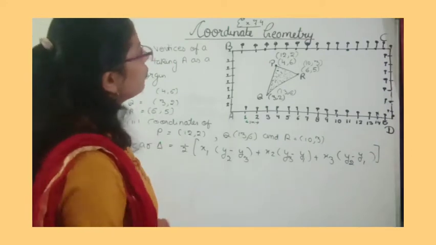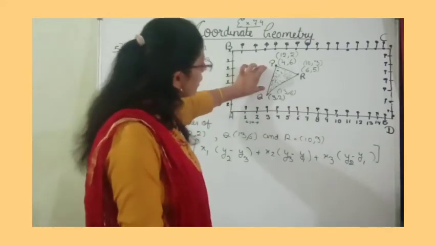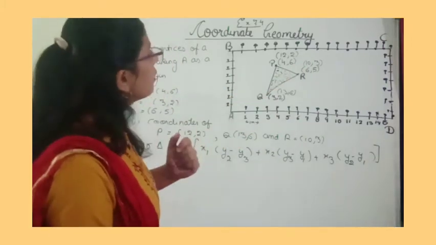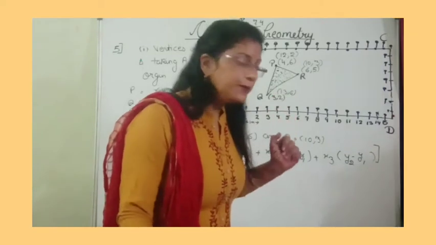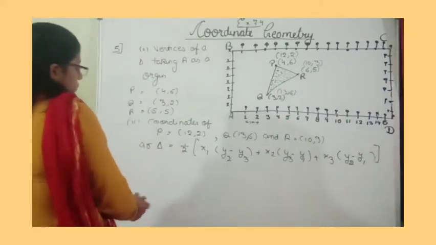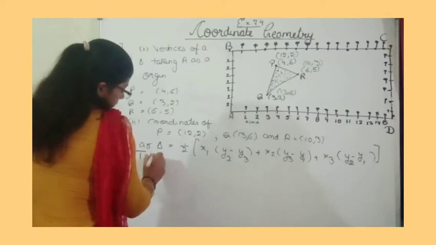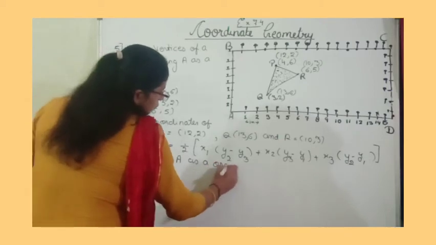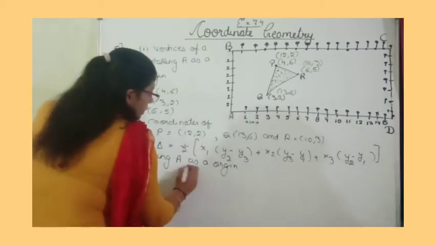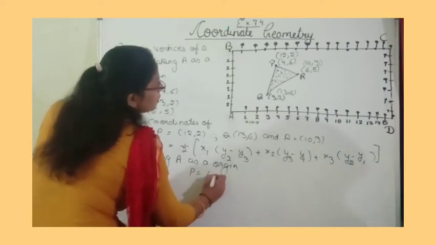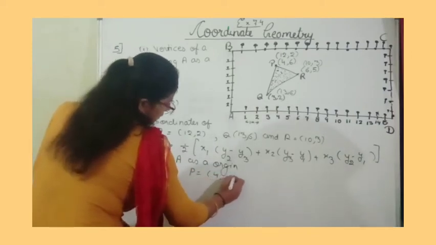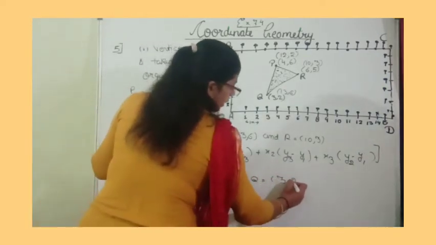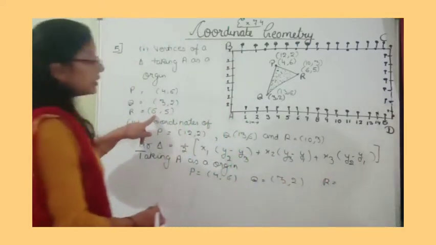So just put the coordinates in this. The first time I'm putting the coordinates when we take A as the origin. The second time I'll calculate the area when we take C as the origin. So let us start when A is the origin. Coordinate of point P is 4, 6. Coordinate of point Q, here I have written 3, 2. And coordinate of point R is 6, 5.